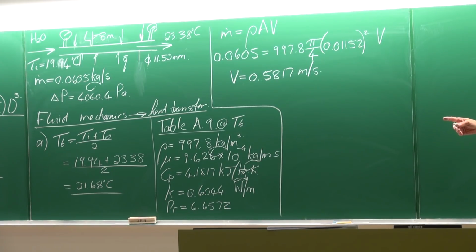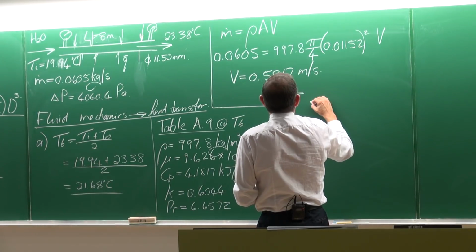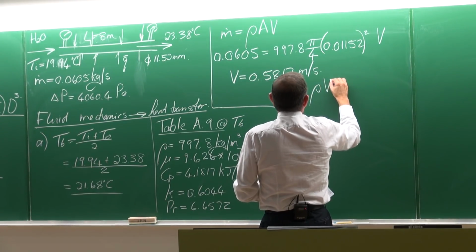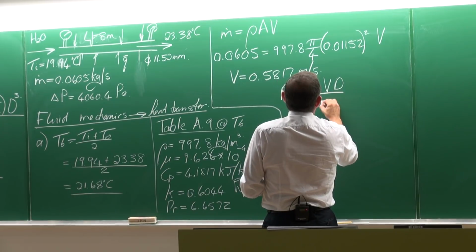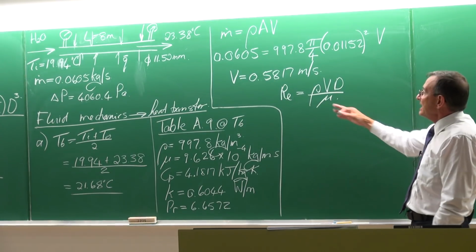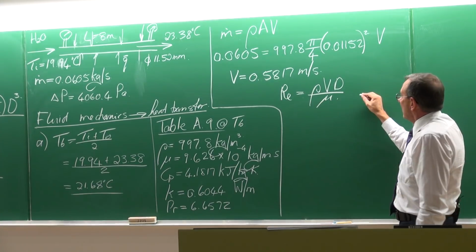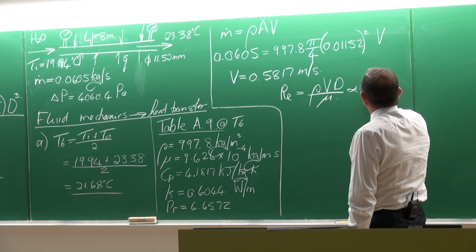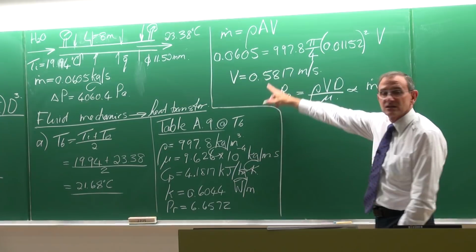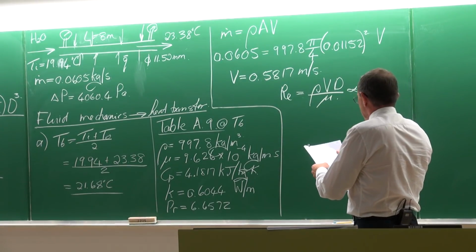Why do we need this? Because we want to calculate the Reynolds number. The Reynolds number is rho V d divided by the viscosity. Later on in chapter 8, I'm going to show you that you can write the Reynolds number directly as a function of mass flow rate, so that saves a lot of time, as you do not have to calculate the velocity. We will get to that a little bit later.